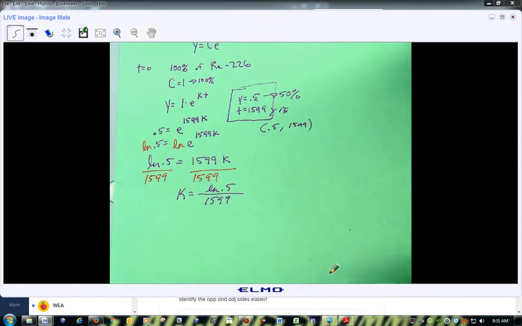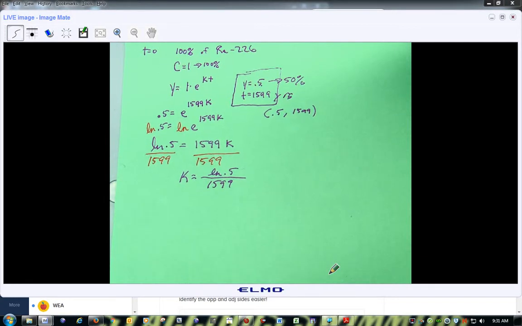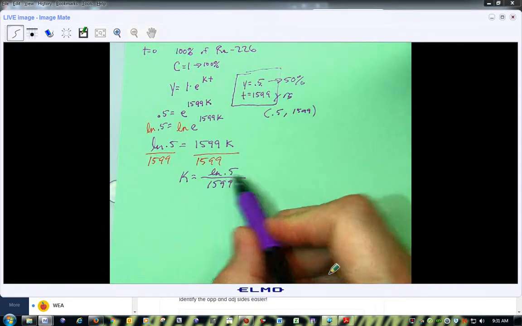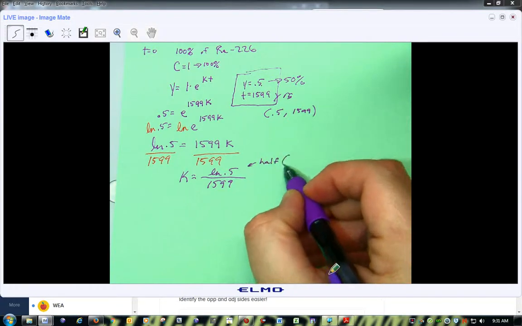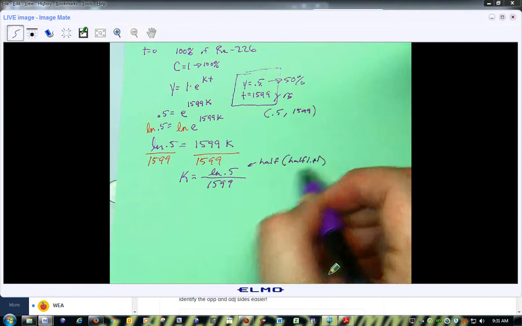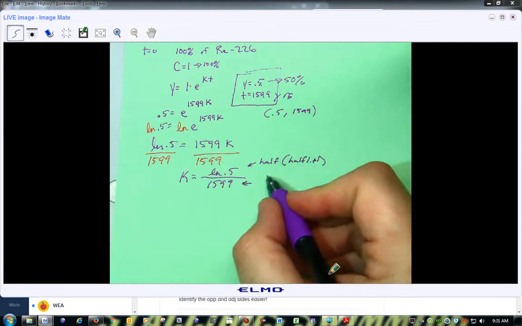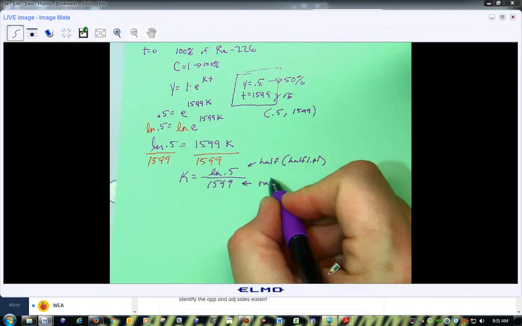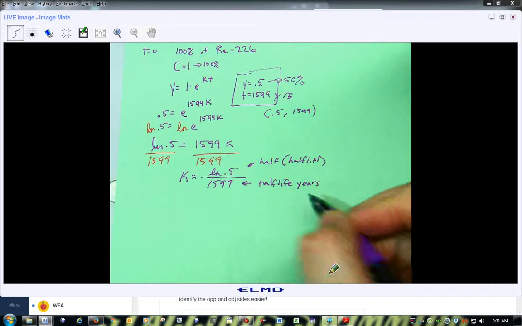But even better yet, I didn't want to interrupt you. Okay, you scared me. Even better yet, take a look at what k is. What do you think this 0.5 represents? Yeah, half from your half-life. What do you think this represents? The 1599. Yeah, the half-life years.